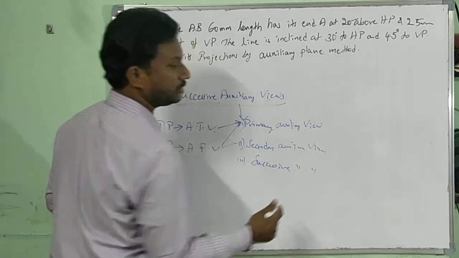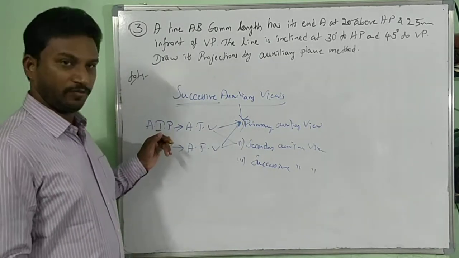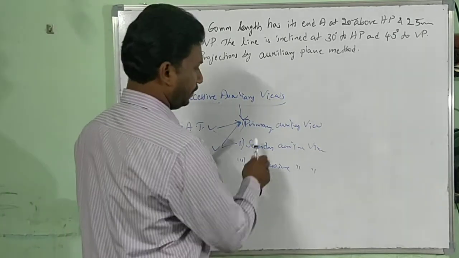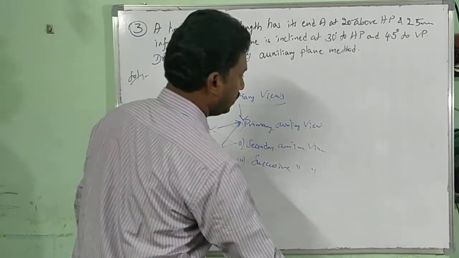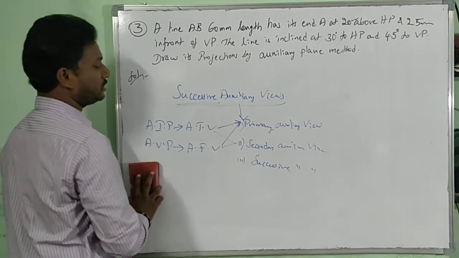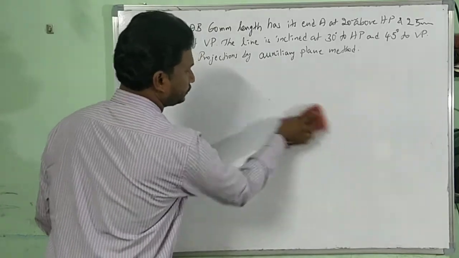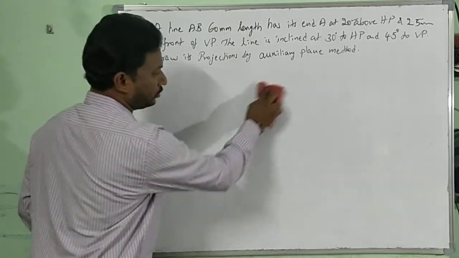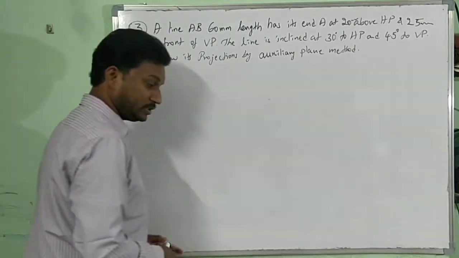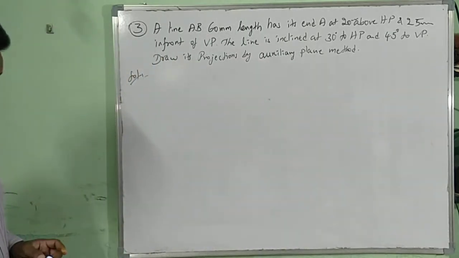Like this, you can use successive auxiliary views, any number. Same procedure, but the auxiliary inclined plane we have to use first and then go for the second one. That's the simple thing: primary auxiliary view, secondary auxiliary view. If you go on repeating this until we get our required view, it is called successive auxiliary views. You remember AIP, auxiliary inclined plane, and AVP, auxiliary vertical plane.